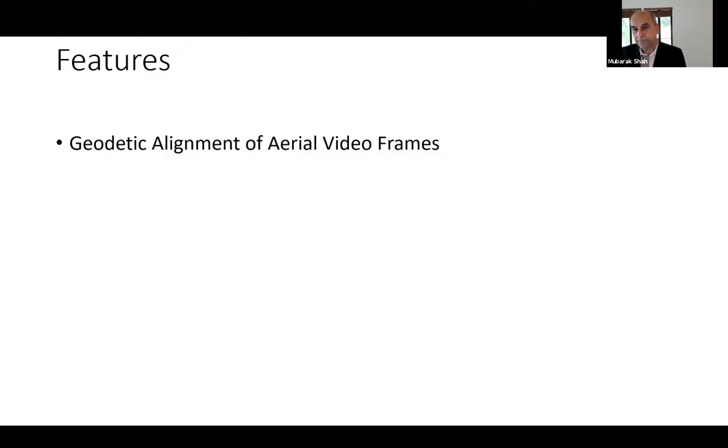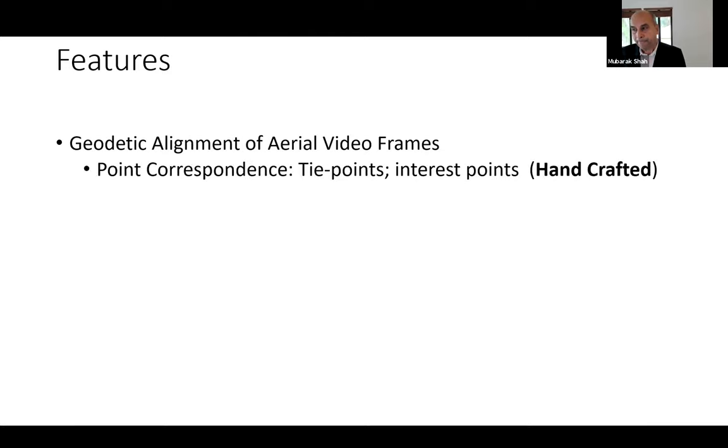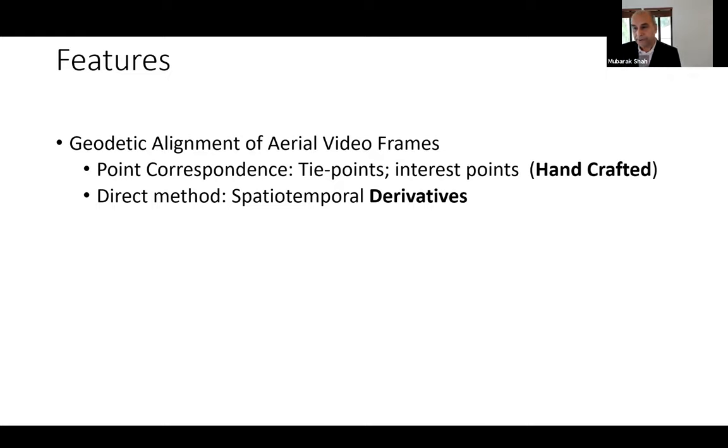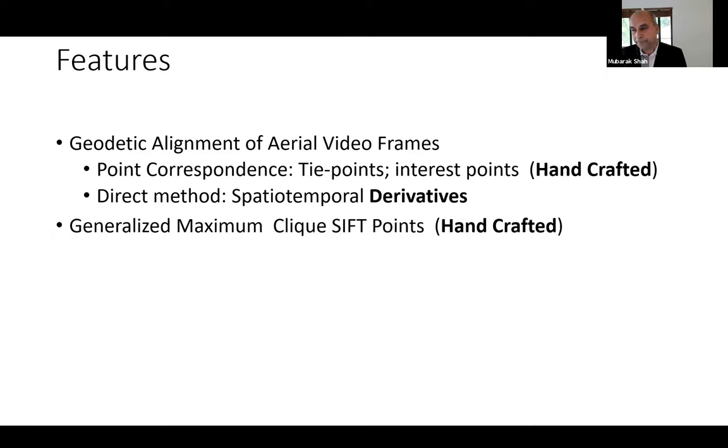In the classical geodetic alignment of aerial imagery, the features were what they call tie points and some correlation features. They still use that, I think. So tie points correspond to handcrafted features, corners and so on. You can also use direct methods, especially temporal derivatives, like the great work from SRI and Sarnoff on how you make a panorama. The point here is that you can get these local features, but local feature matching is ambiguous, and you need to enforce consistency to come up with the right match, because these features can be incorrect and that can create a problem. So there's the maximum clique idea there.